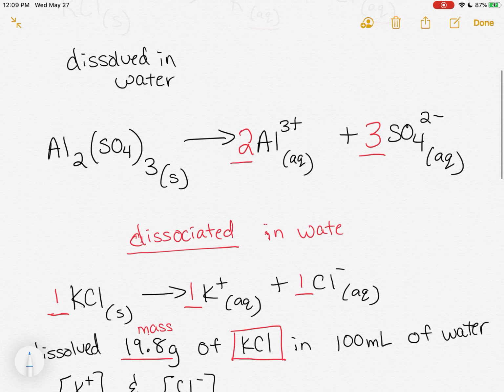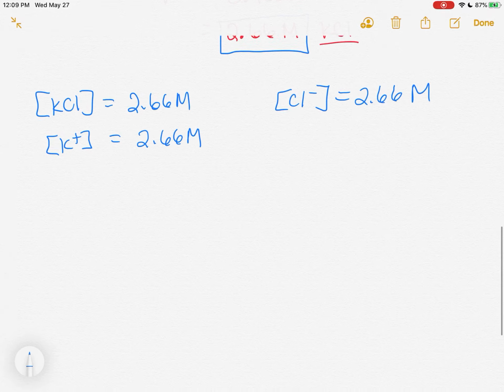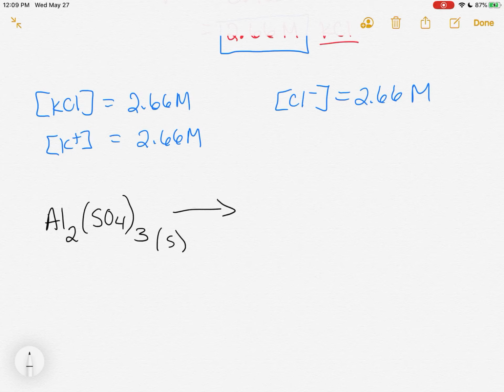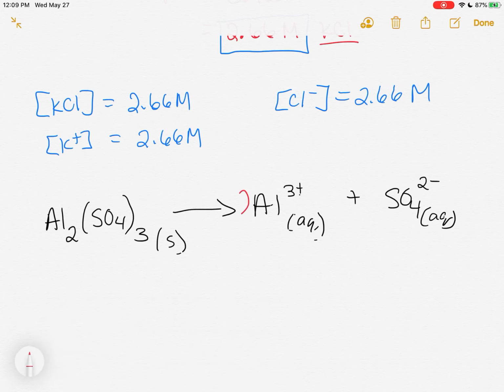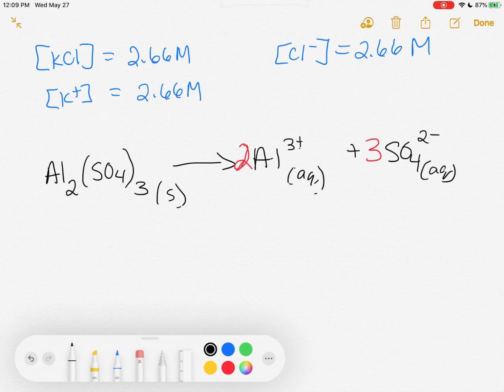Now, let's see what happens if we use our aluminum sulfate. So let's go back and use the aluminum sulfate. So we know that that solid is going to break apart into those aluminum ions and our sulfate ions. And we knew that we balanced it out with a 2 in front of our aluminum ions and a 3 in front of our sulfate ions.